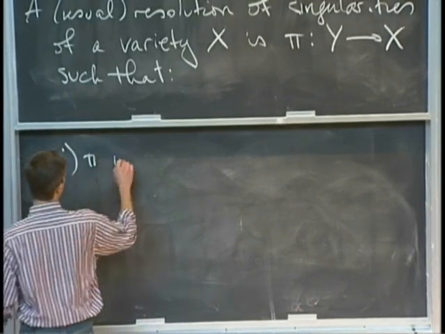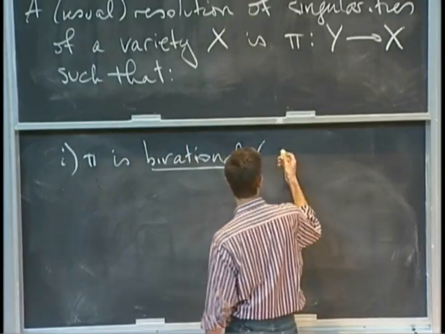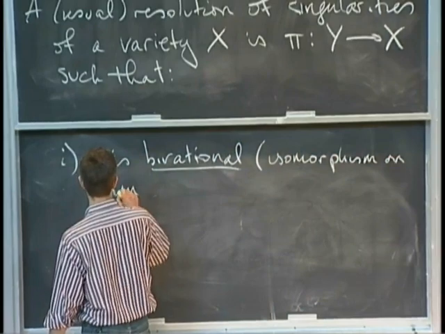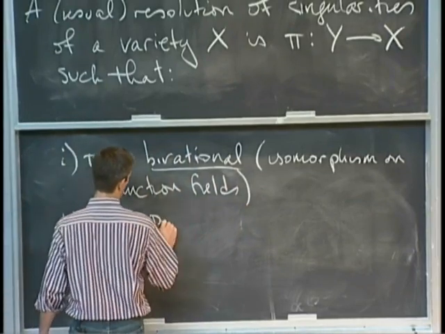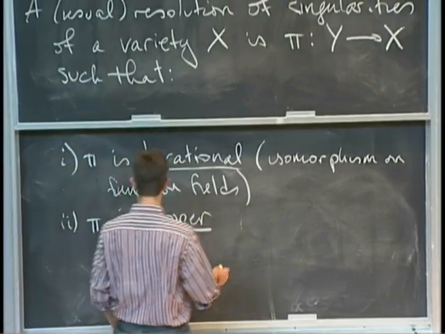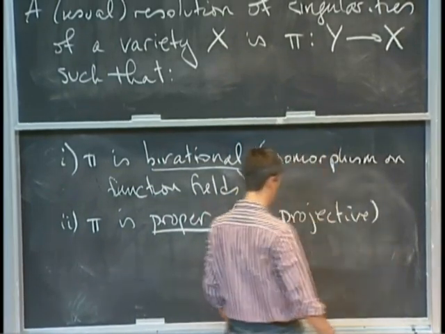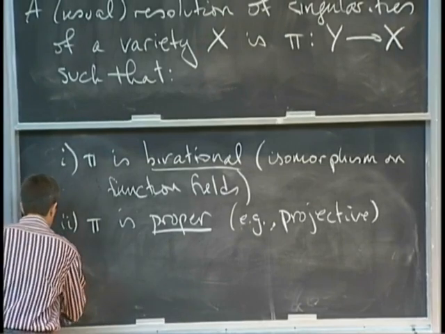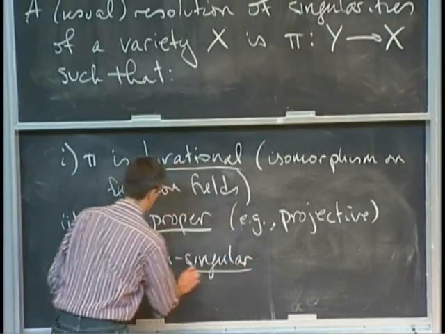So, and I want to do these in the right order. So first, pi is birational, which I'm going to be pretty informal about and just say it's an isomorphism on function fields. Second, I'm going to say pi is proper, which, again, I'm going to be informal about and not define, but I'll tell you that, for example, projective works, or also finite morphisms are proper. Come back to that later. And finally, of course, the important thing is that Y should be non-singular. It should be smooth.